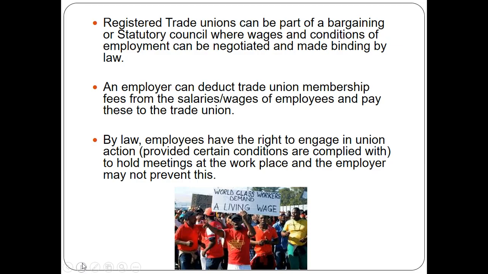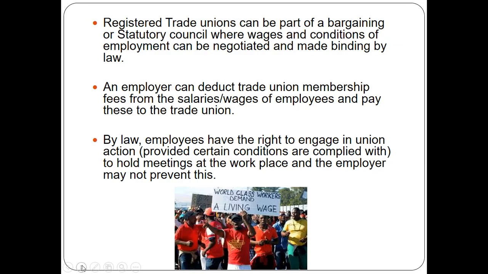You'll notice that often when you see industrial actions such as strikes taking place, they have been organized by the trade union, and we'll discuss strikes and different types of industrial actions at a later stage. But the majority of the time, it's because there are wage disputes or people are wanting an increase in wages.